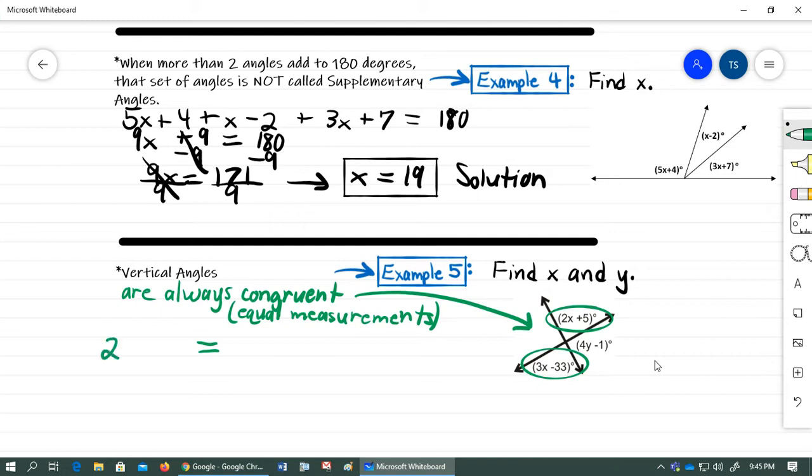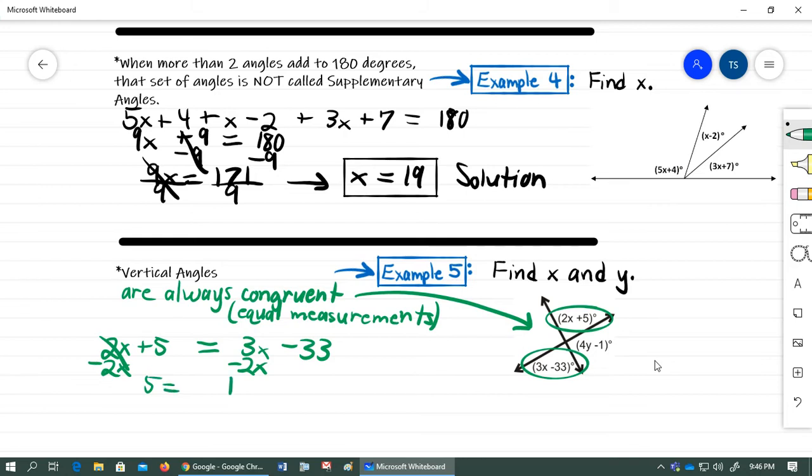Let's go ahead and set these two equal to each other: 2x plus 5 equals 3x minus 33. That much emphasis means it's that important. Let's solve this. This equation is going to allow us to solve for x. Remember, we're not only finding x, we've also got to find y as well. So let's solve for x. Let's get all our x's on the same side of the equation. Let's subtract 2x, which leaves us with 5 on the left side of the equation.